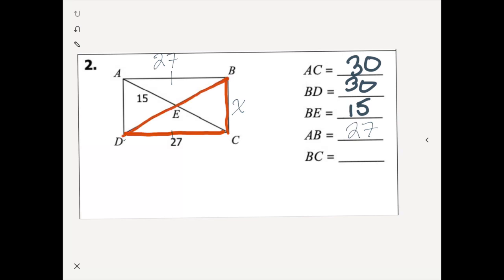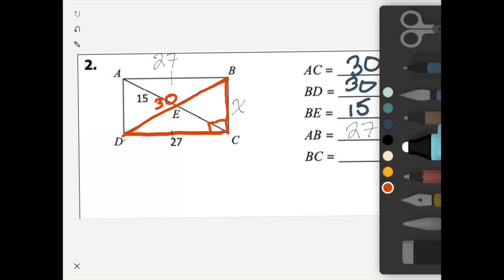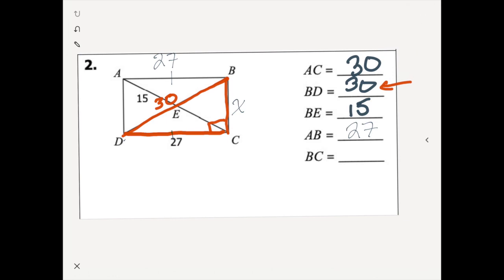We found BD. We already said BD is 30, so I'm going to write 30 right here. Remember, this is a right triangle, which means 30 is our hypotenuse because it's across from the 90-degree angle. So I'm going to use the Pythagorean Theorem, a squared plus b squared equals c squared, where c this time is 30 because that's my hypotenuse. A squared, let's just say that's 27 squared, plus x squared.